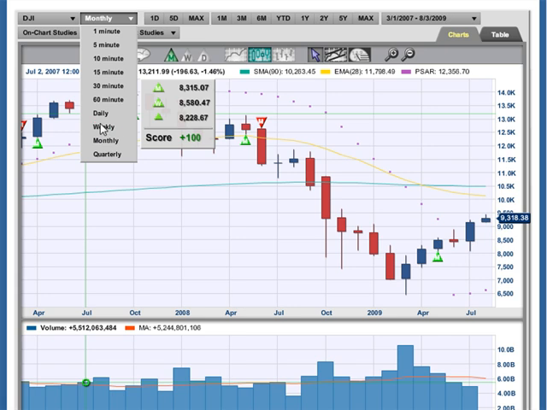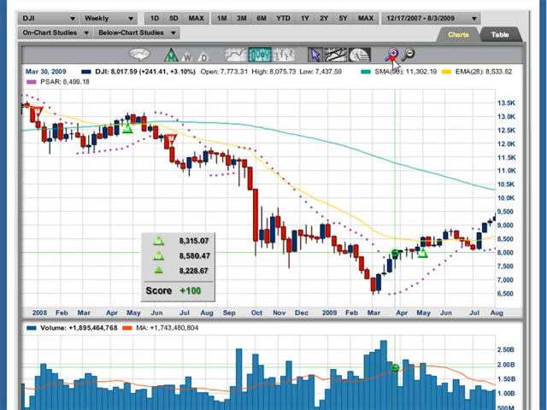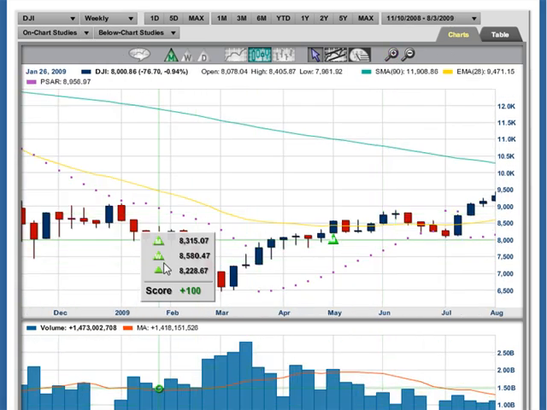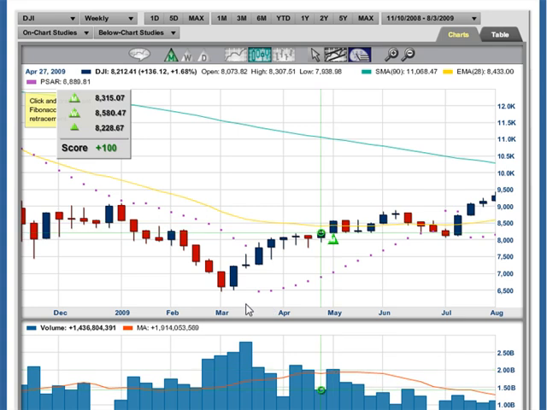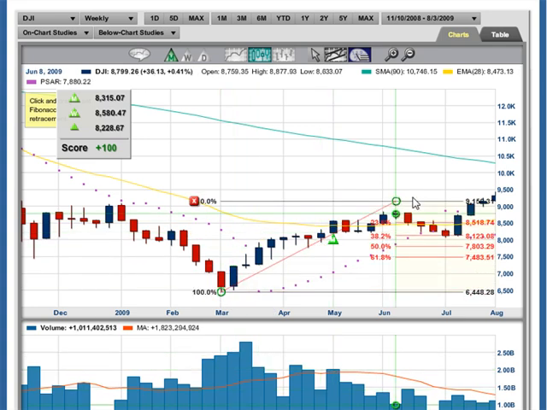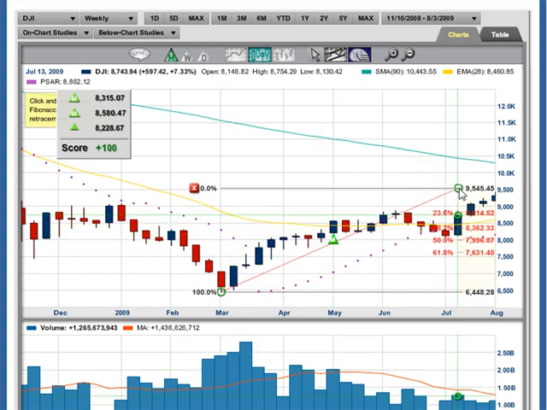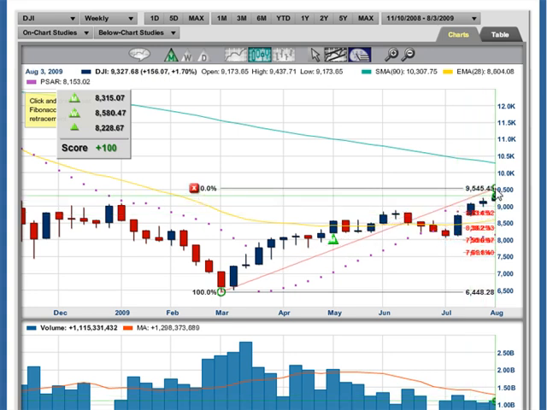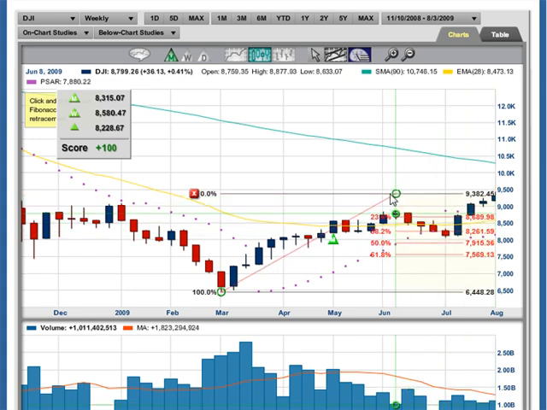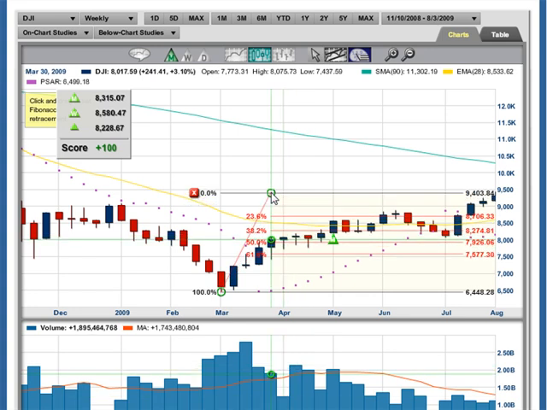I'm going to change this to a weekly chart and scope this in a bit. Let's move the trade triangles out of the way here and grab our Fibonacci tool and take a look at some of the key levels. We're currently trading at 9,300. Let's make this so we can see these levels. I think it should be visible pretty well here.